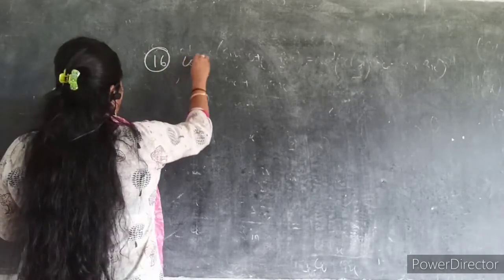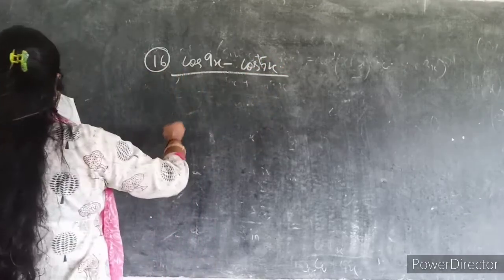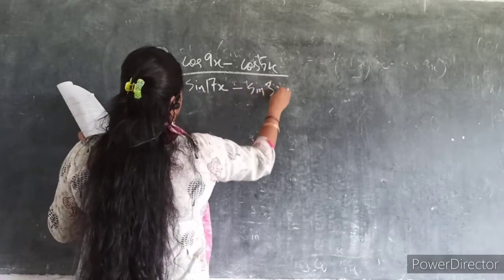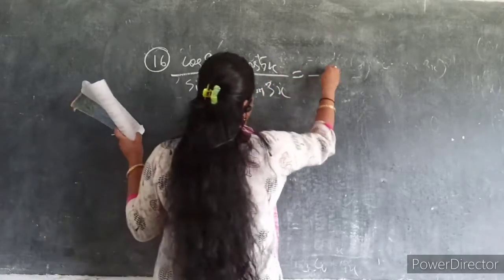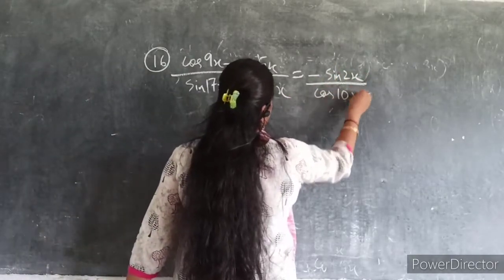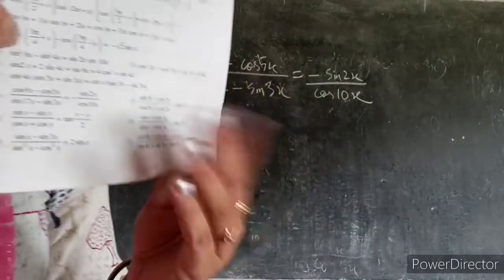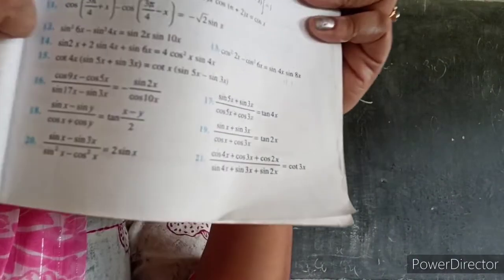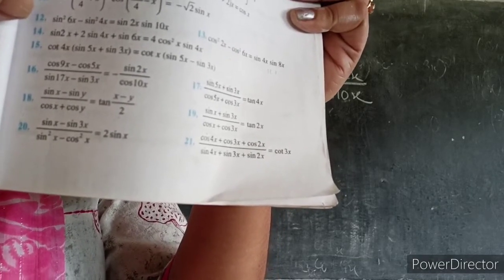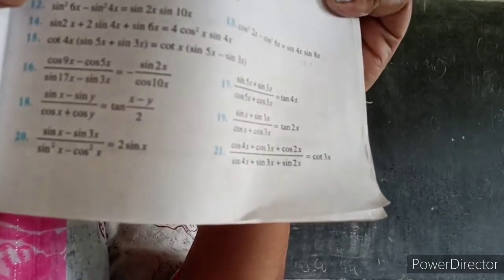So what is there? Cos 9x minus cos 5x divided by sin 17x minus sin 3x, that is equal to minus sin 2x upon cos 10x. Okay, so if you go through the sums of this chapter, from question number 16 till question number 21, now I think all of you will be able to solve it, because already you are going through the formulas. So you shall get all the answers if you try.